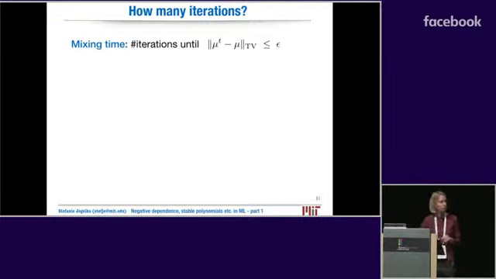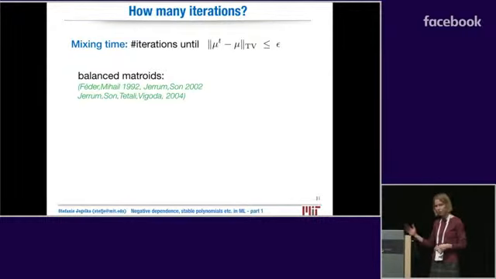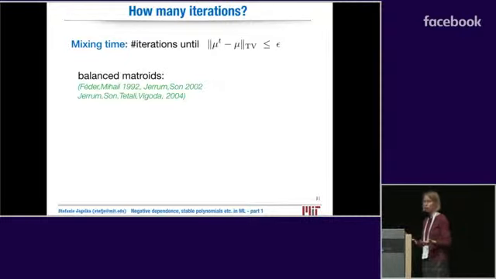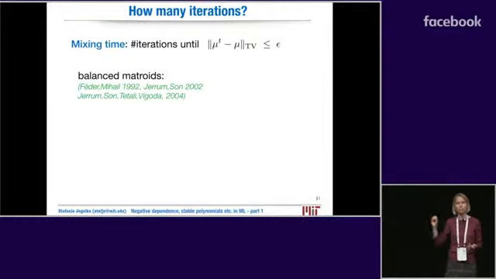So this question was first studied with respect to especially this negative dependence in combinatorics. For a class of combinatorial objects called balanced matroids, an important paper by Feder and Mihail in 1992 established that this gives you fast mixing, meaning something that is essentially n times k times log of 1 over epsilon, where k is the size of the set.